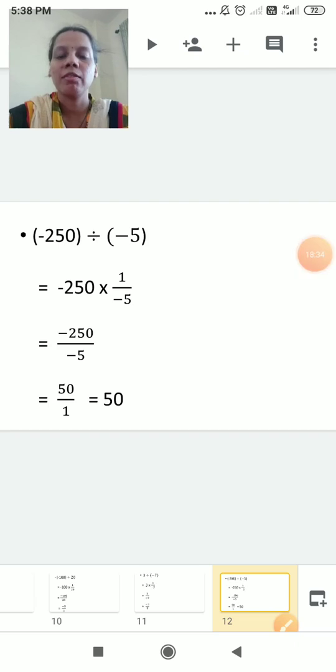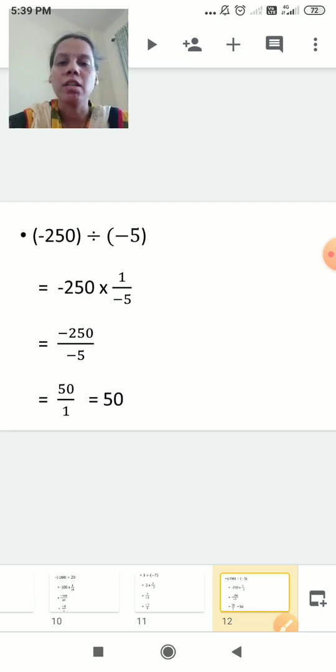I hope you are clear with all the examples. Yes, it is the same as multiplication of integers. The rules are the same. In multiplication of integers, if we are multiplying two numbers and both the numbers are positive, then the answer is a positive number. If one number is positive and one number is negative, then the answer is a negative number. And if both the numbers are negative numbers, then the answer is a positive number.